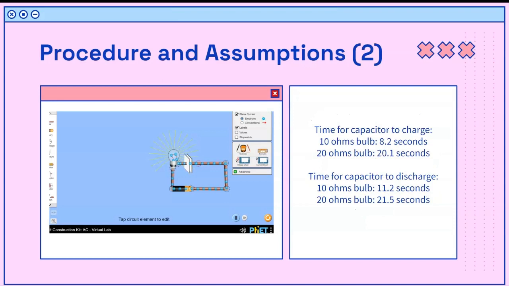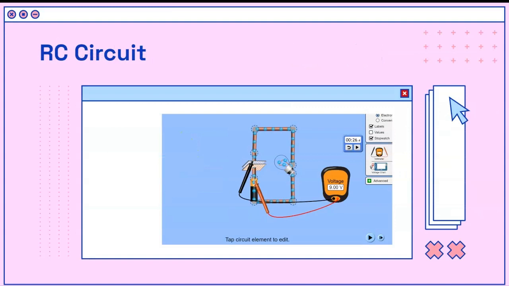So we also calculated the times for the capacitor to charge. For the 10 ohm, it's 8 seconds, and then 20 ohm, it's 20 seconds. And then for the 10 ohm, for the capacitor to discharge, it's similarly 11 seconds, and then for it to discharge for the 20 ohm bulb, it's 21 seconds. So then we created another circuit.